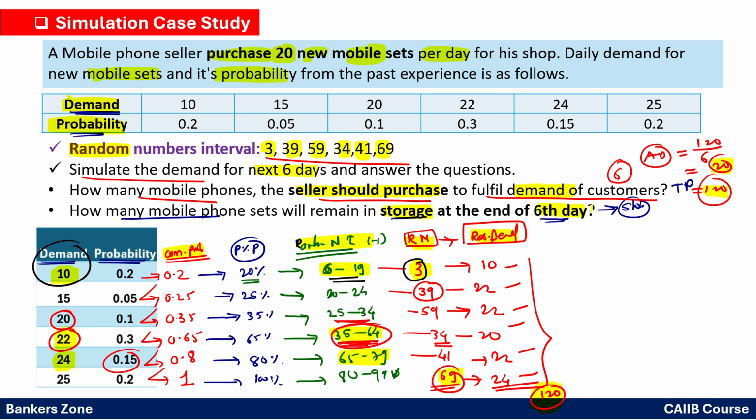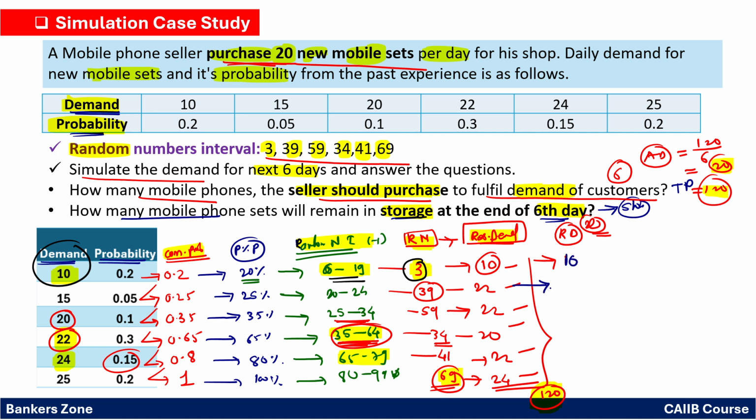So for that purpose, we have to do one more thing. See, now I will write here the stock. The mobile phone seller is purchasing 20 phones per day, right? So what is the remaining demand? We are purchasing 20 daily, and the demand is 10. So remaining demand will be 10.